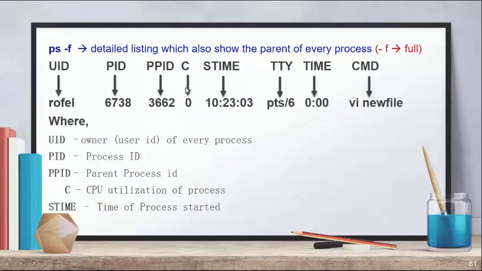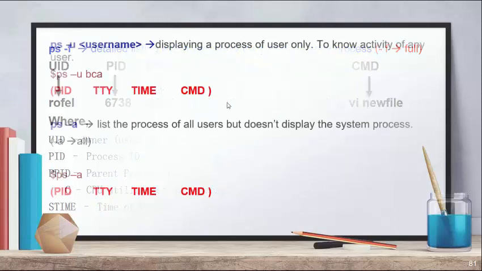Then what is C? C means CPU utilization of the process. आपकी process CPU का कितना utilize कर रही है? Then S time. S time means it is the time the process started. At what time will your process be started? आपकी process कौन से time पे start हुई है वो दिखाएगा.